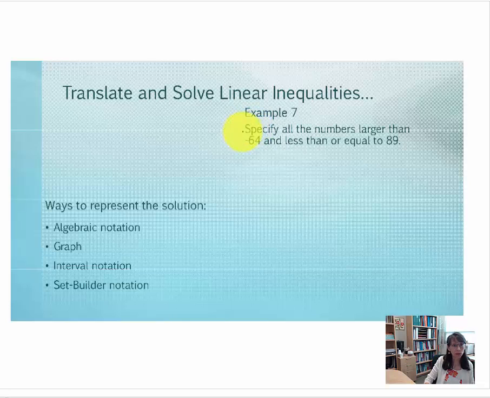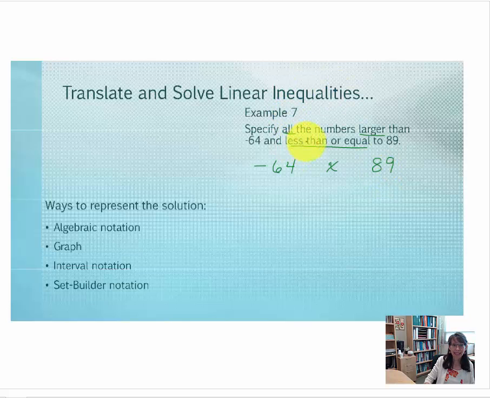Our next given example: specify all the numbers larger than negative 64 and less than or equal to 89. So the first thing I would do is make sure I write these numbers in order. So we're not just comparing to one number, but two different numbers. So we should start with our smallest number first. So the negative number is smaller than the larger, positive 89. Our variable then will fall in between the smallest and the largest number.